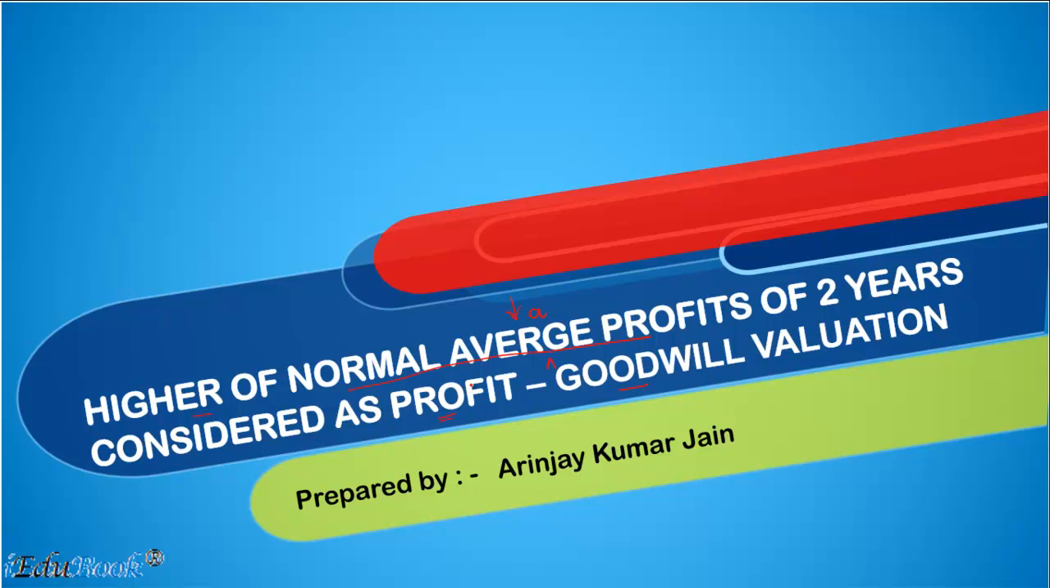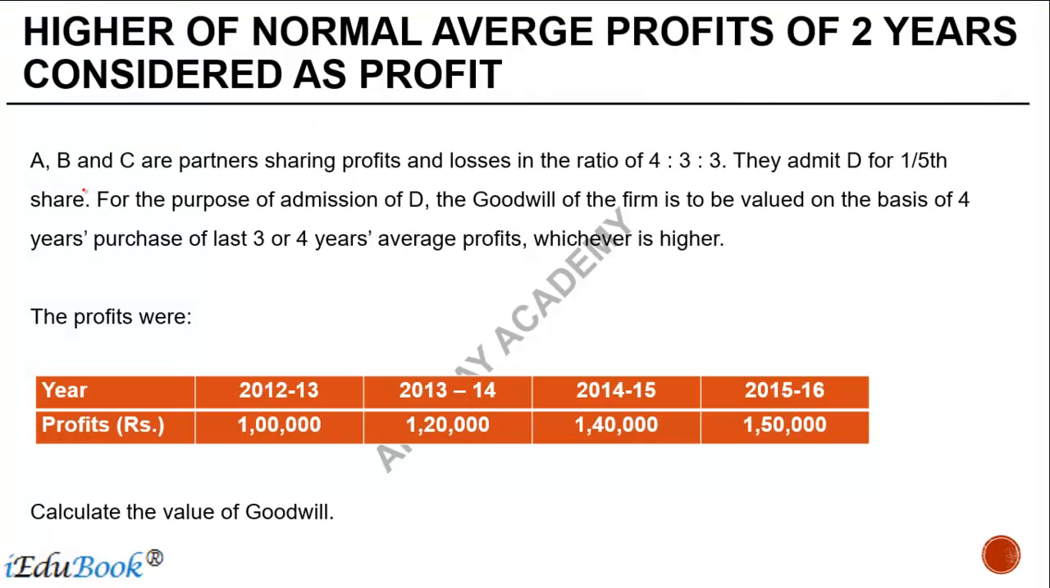To explain this a little more, let's go through the question. A, B, C are partners sharing profits and losses in the ratio of 4:3:3. They admit D for a 1/5 share. For the purpose of admission of D, the goodwill of the firm is to be valued on the basis of 4 years purchase, which means 4 times the last 3 or 4 years average profits, whichever is higher.